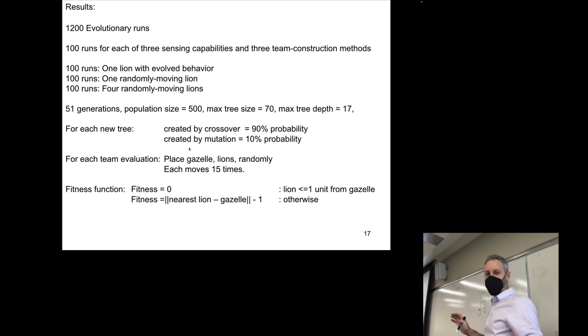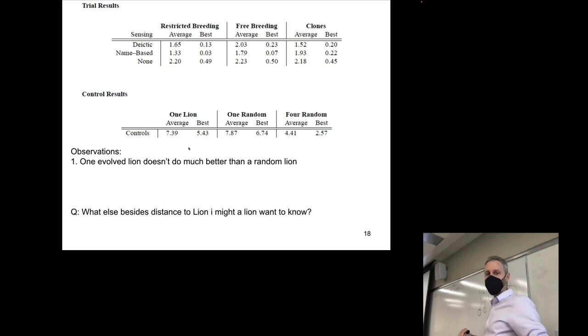These are details of the evolutionary algorithm. I don't think they matter for our purposes today. Okay, so let's look at these three controls first. If we have one lion in which we evolve behavior for that lion, the lion on average is 7.4 units away from the gazelle. If you go back and think about the toroid, which when unrolled has a length of 15 by 15, you roll it back into a toroid, about the worst a lion can possibly do is be 7.5 units away from the gazelle.